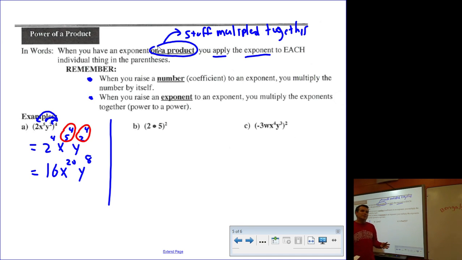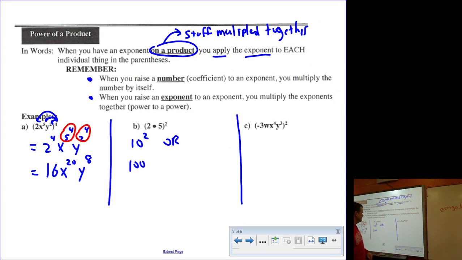Should I follow PEMDAS and do parentheses first, or should I use my exponent rule and apply the exponent to each thing in the product? You know, the two things being multiplied together. Well, if this exponent rule is a good rule, it will give you the same answer that PEMDAS would. Watch. I could do PEMDAS first, multiply 2 times 5 and put it to the 2nd power. And of course, that would give me 10 to the 2nd power, or 100.